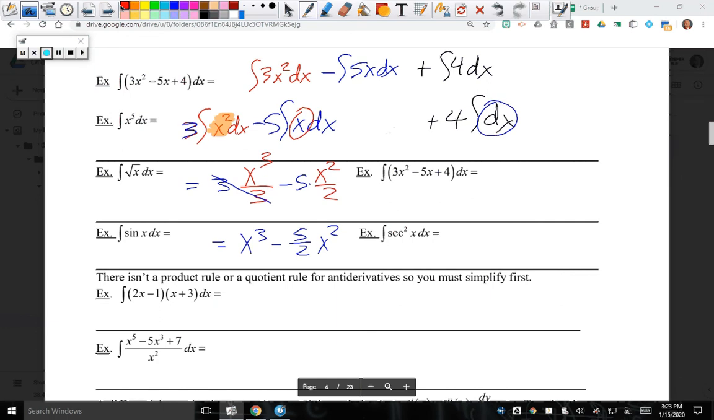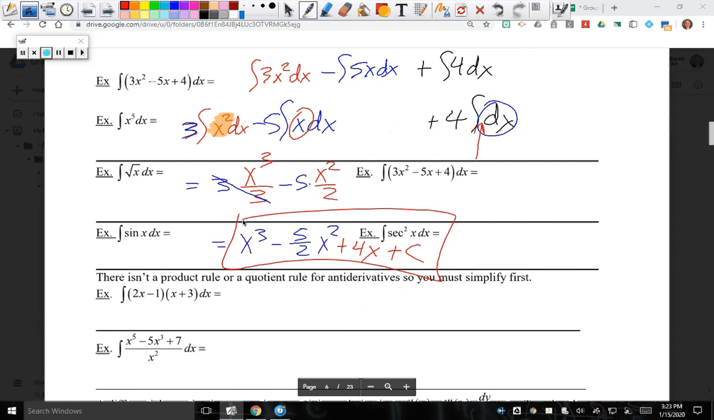Okay? So, if you don't want to look at it like that, what number is understood to be in front of that dx? 1. What's the antiderivative of 1? X. So this would be plus 4x plus c.